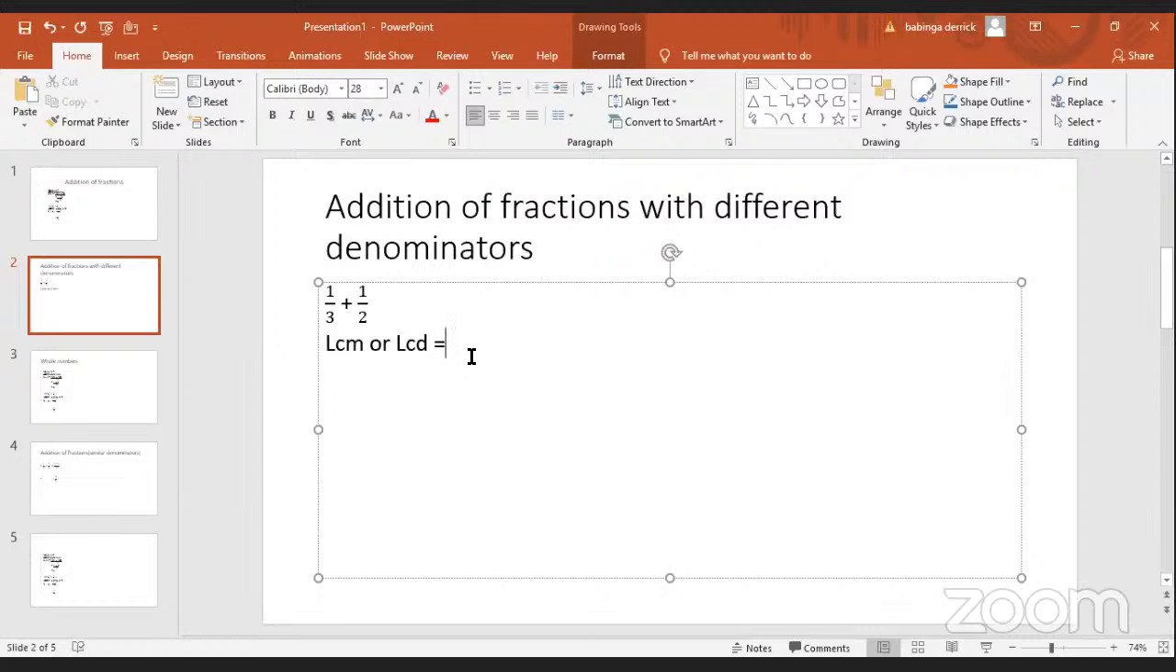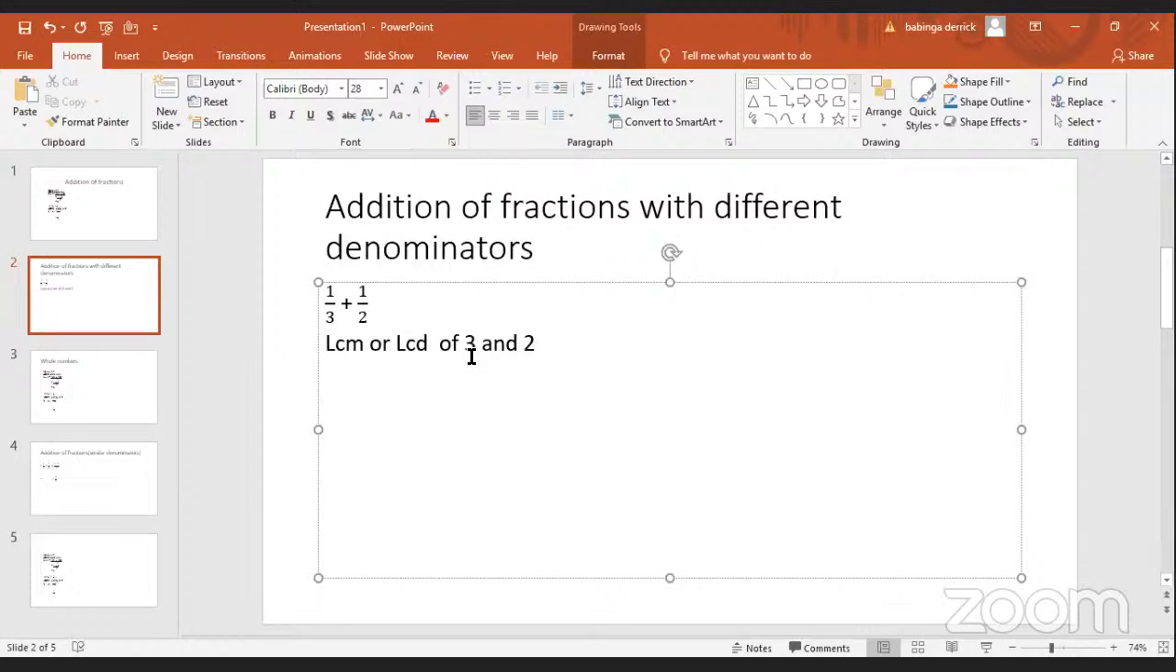Gabriela, how can we get the LCM of 3 and 2? Because we are looking for the LCM of 3 and 2. How can we get the LCM of 3 and 2? Gabriela? We divide 3 and 2 by the prime numbers in their order. Yes.